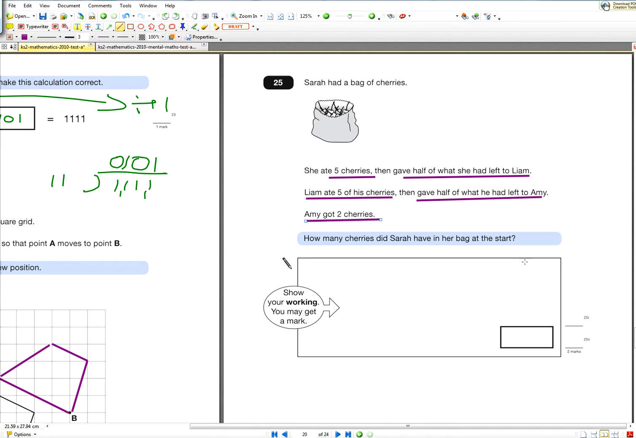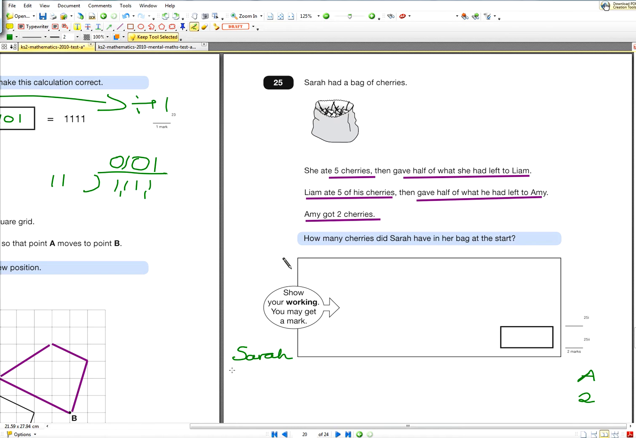11. Ooh, okay, now the correct answer for that is 23, but we're going to go through the working out now. Should we work the question in reverse? Would that be easier? Why not? Now, how much did Amy get? 2, isn't it? So here we go. In the beginning, here's Sarah.